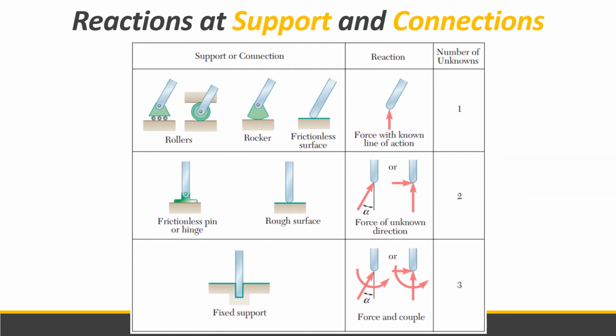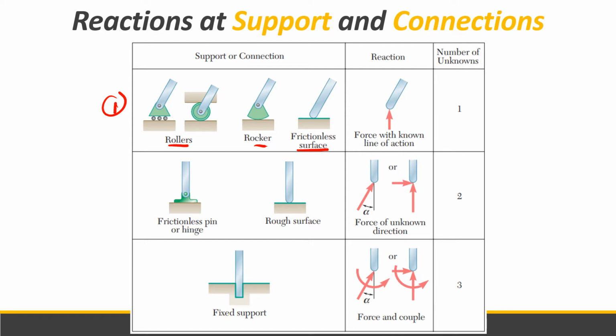So here are different support or connection with its corresponding reactions. So reactions, support, and connection. So first support or connection is roller, rocker, or frictionless surface. So ganito yung sa bascule, ganito yung connection niya. It could be a frictionless or with friction na surface.